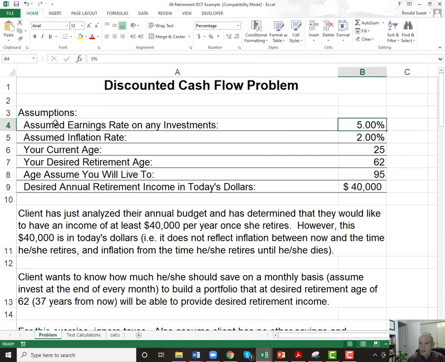And just to keep it really simple, let's say she thinks she can make 5% a year on her investments. She thinks inflation will be 2%. So why is that important? Well, that's important because when she retires, she can't just have a fixed income for the rest of her life. She needs an income that increases with inflation. So we're trying to build a retirement plan for this lady named Carol. She's 25 today. She wants to retire at 62, and she thinks she'll die at 95. So from 62 to 95, she's going to be living off a portfolio that's going to be paying her expenses, but she expects her expenses to grow with inflation during her retirement years.